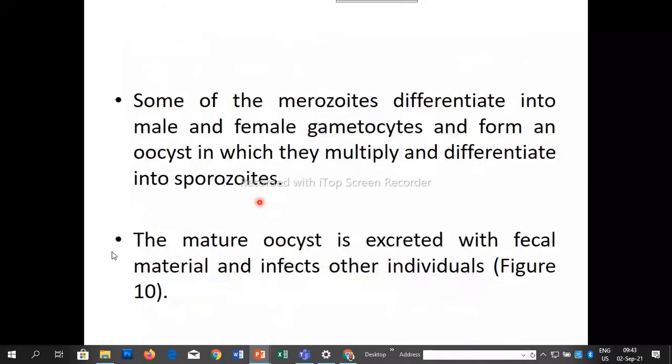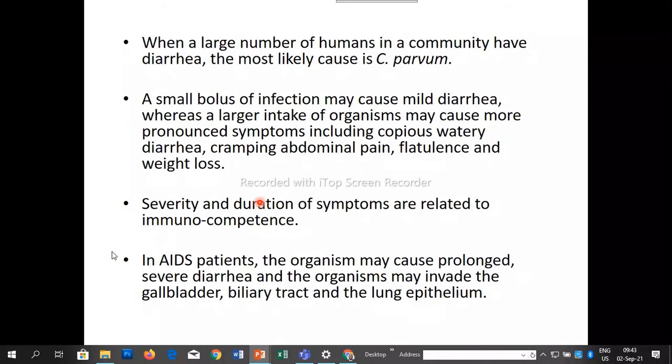When a large number of humans in a community have diarrhea, the most likely cause is Cryptosporidium parvum. A small bolus of infection may cause mild diarrhea, while a larger intake of organisms may cause more pronounced or serious symptoms, including copious watery diarrhea.